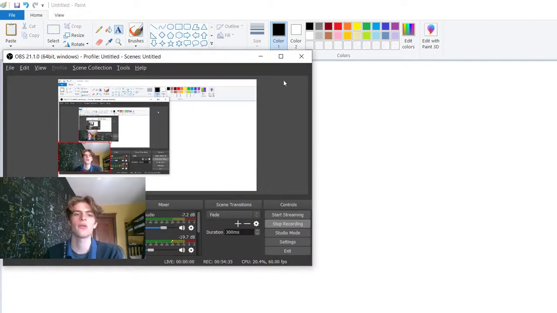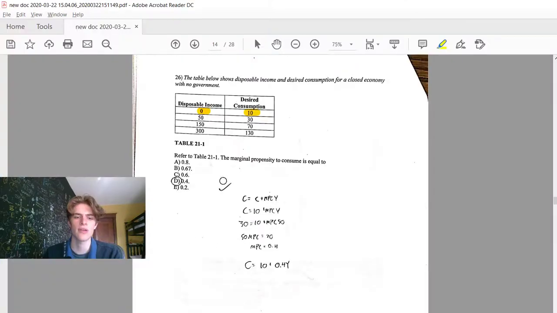That's just what I've written here. So your autonomous consumption is 10, so plug that in. And then just take 1 data point. So plug in 50 as your Y, disposable income, 30 as your desired consumption, and solve for MPC. 0.4.